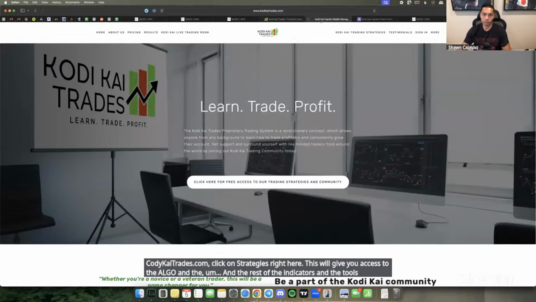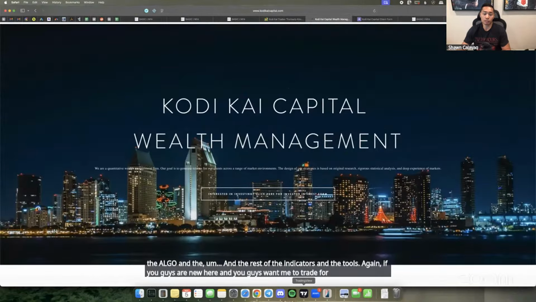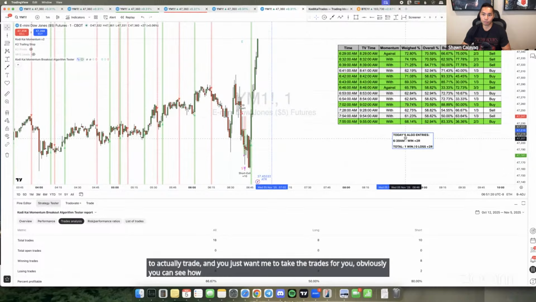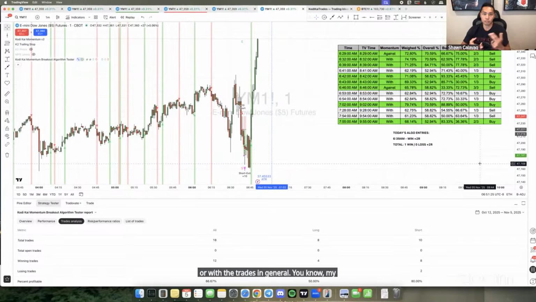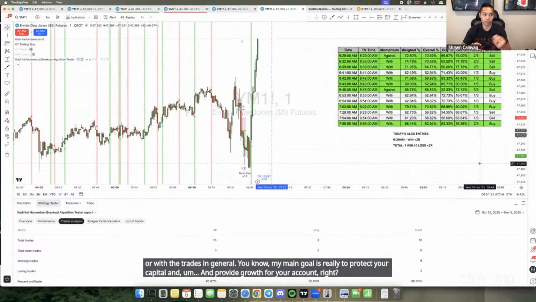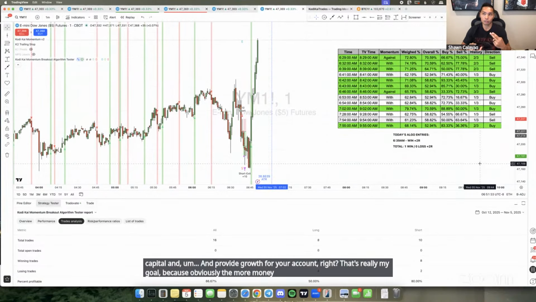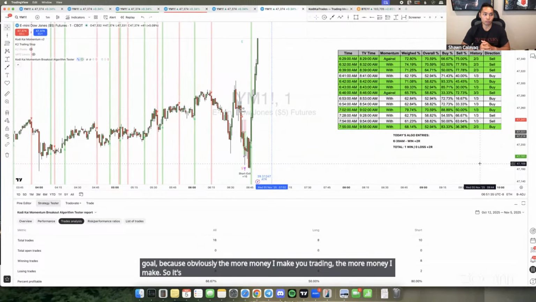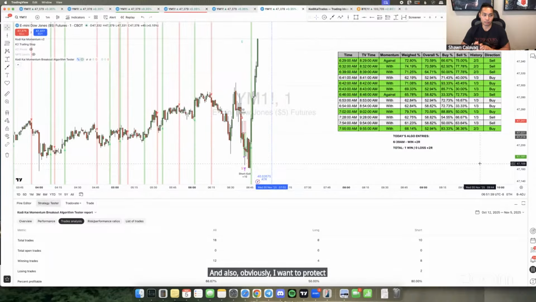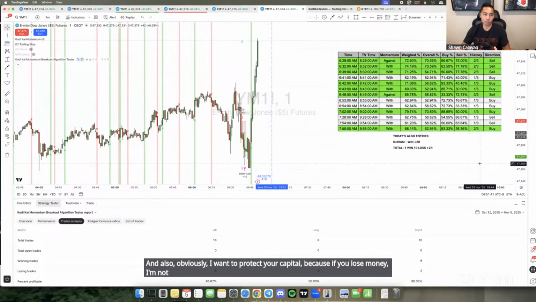Again, if you guys are new here and you want me to trade for you, if you don't want to actually trade and you just want me to take the trades for you, obviously you can see how conservative I am with the profits or with the trades in general. My main goal is really to protect your capital and provide growth for your account, right? That's really my goal because obviously the more money I make you trading, the more money I make. So it's a win-win for both of us. And also, obviously, I want to protect your capital because if you lose money, I'm not going to be able to keep you as a client, right?